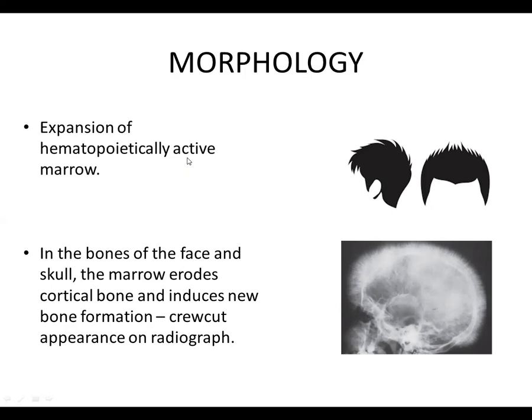So in the radiograph, you can see that the skull is giving a crew cut appearance because of marrow expansion, reduction of the cortical bone, and induction of new bone formation. So this gives a radiating type of appearance similar to a crew cut.